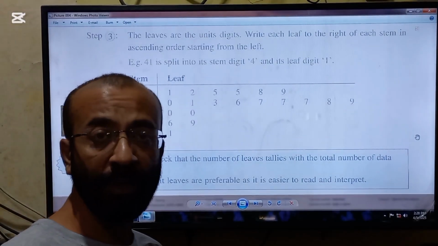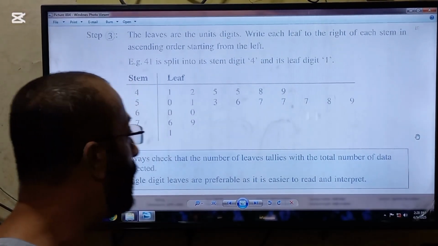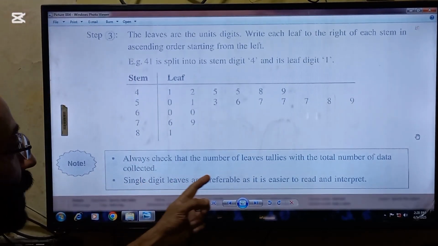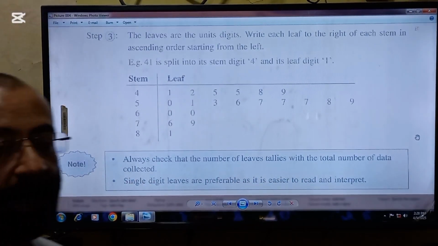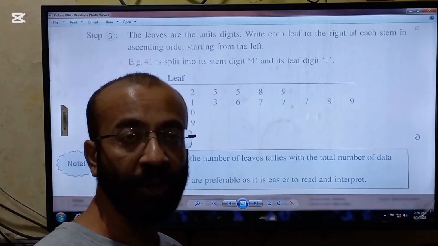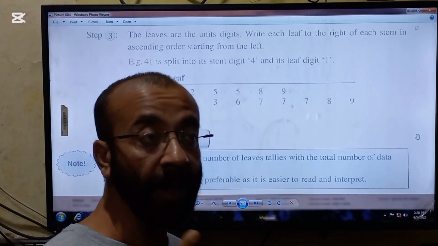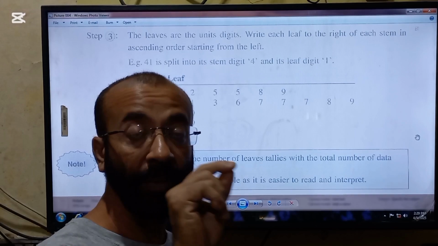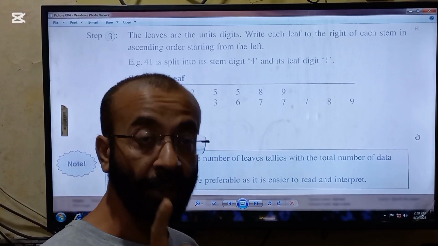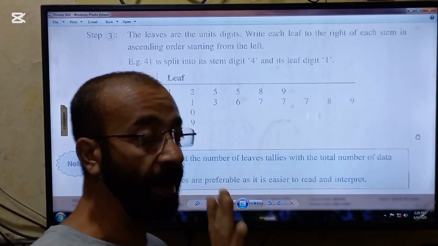Some more points which you should understand and remember are: always check that the number of the leaves tallies with the total number of the data collected. In this question, there were 20 students, so the number of the leaves should be 20. Always calculate the leaves that should tally with the total data.